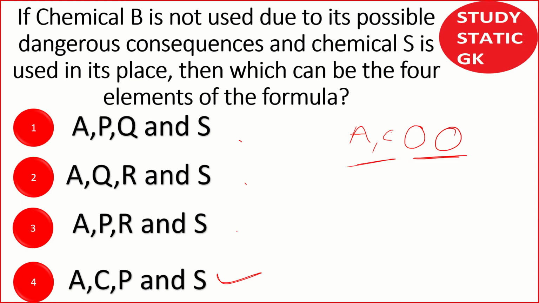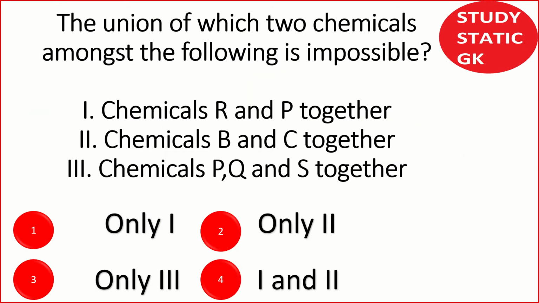Because if B is not used, that means two stable elements must be used, meaning A and C should be used, because the only stable elements are A, B, C. Next, the union of which two chemicals among the following is impossible. It is saying impossible, so we'll try to figure out the possible cases. Right? R and P. Whether it is possible or not.